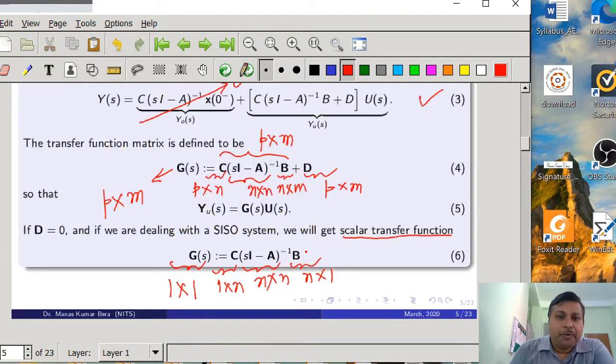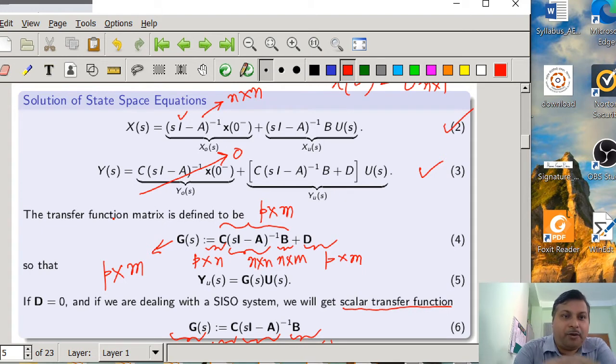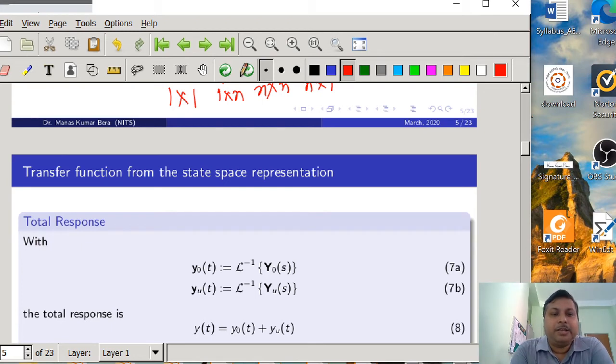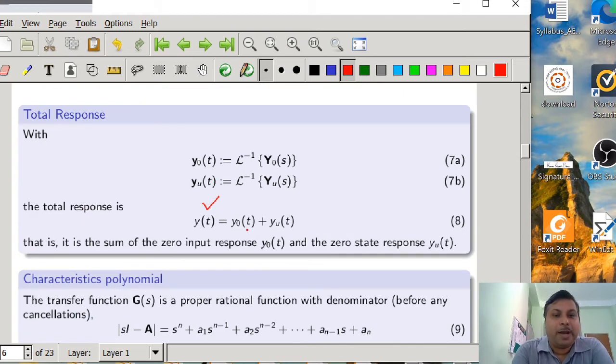Fine. Now we will look at the total response of the system Y(s), to clear our further understanding. Just look at Y(s), where you can see that it consists of two clear parts, Y0(s) and Yu(s). Now if I want to compute the output of the system, y(t), then we have to take the Laplace inverse of equation number 3. Suppose y0(t) is the Laplace inverse of Y0(s), and yu(t) is defined as the Laplace inverse of Yu(s). Then the total response of the system can be written as y0(t) plus yu(t), the sum of the zero input response y0(t) and the zero state response yu(t).